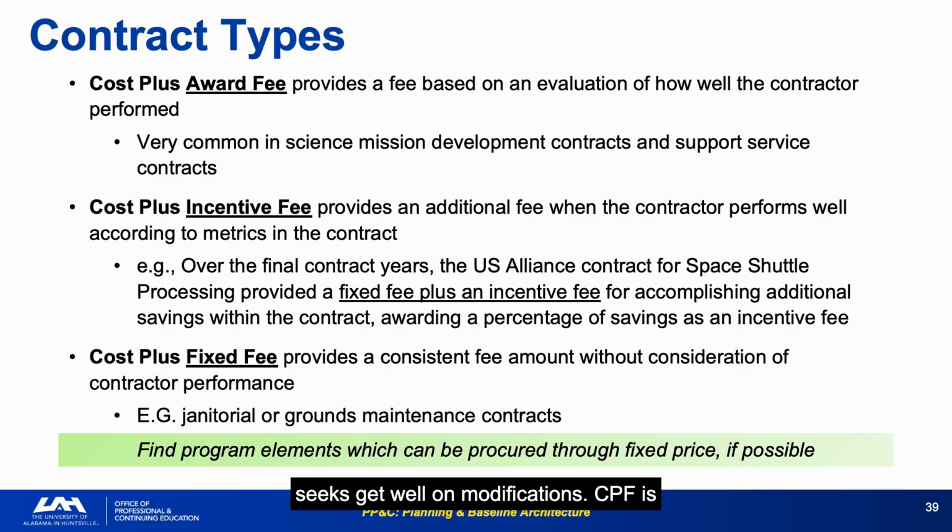CPAF is common in science mission development because it allows the government to score contractor performance subjectively across multiple dimensions. CPIF is used when specific measurable performance targets can be defined. CPFF is appropriate for ongoing support services. Find program elements which can be procured through fixed price, if possible. This is the right direction. Phasing work appropriately, cost type for development, fixed price for production, is how mature programs manage contract risk over the life cycle.